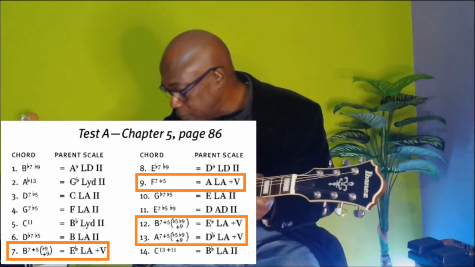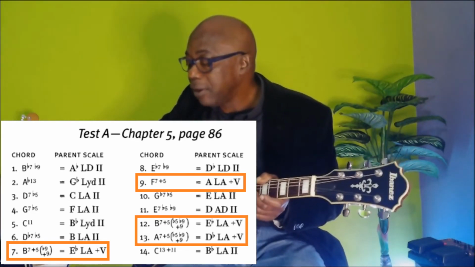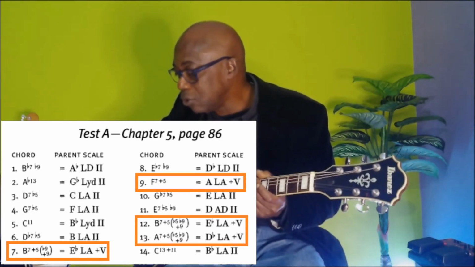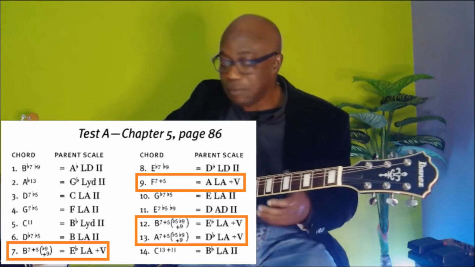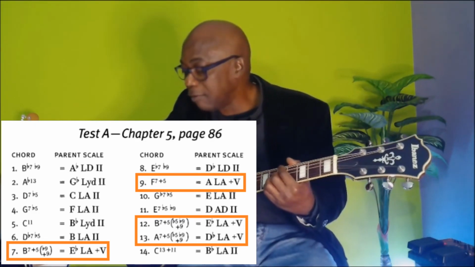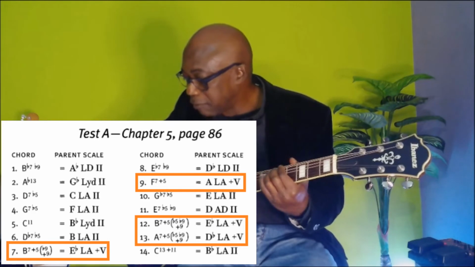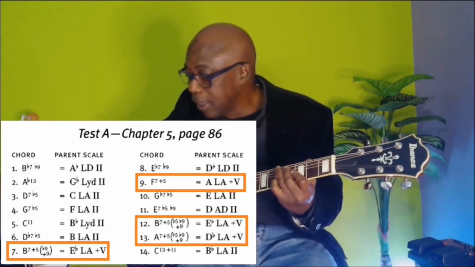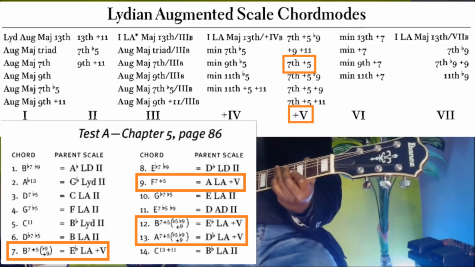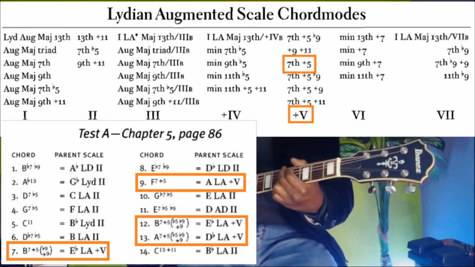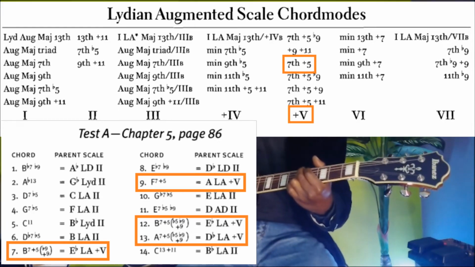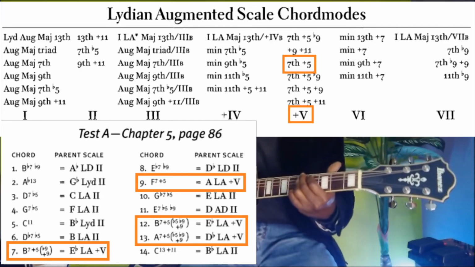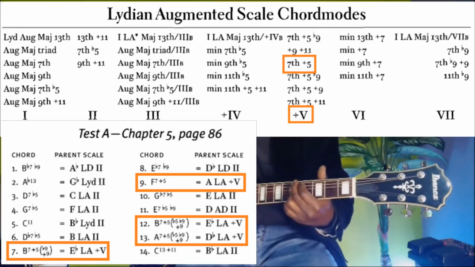One is A7 sharp 5, and it's exactly like the other. Not almost, it's exactly. There's an A7 that's a sharp 5. We can make that a flat 5, and we can make that a flat 9, or we can make that a sharp 9. Right, so. It is the same, right? So this is Lydian augmented.